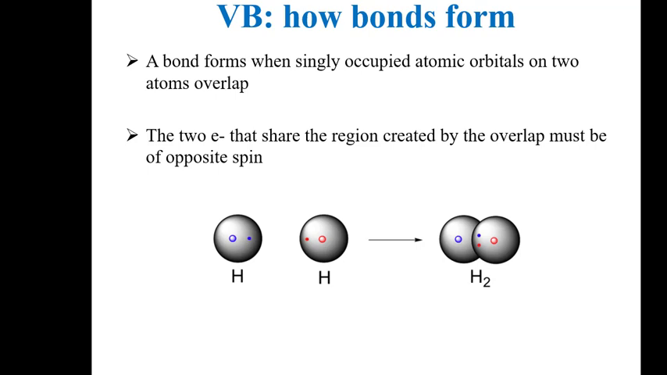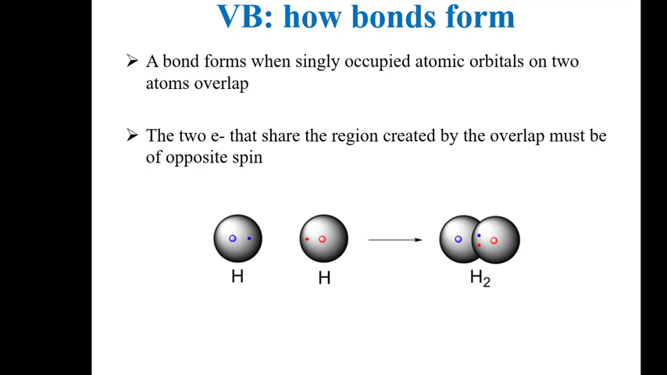So you have singly occupied atomic orbitals. Each atomic orbital here, these are two s orbitals for the hydrogens, will overlap. Each orbital contains one electron, and the overlap will generate a region that is what we call the bond.